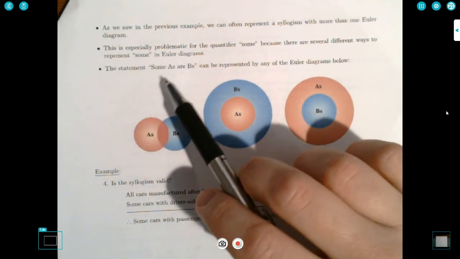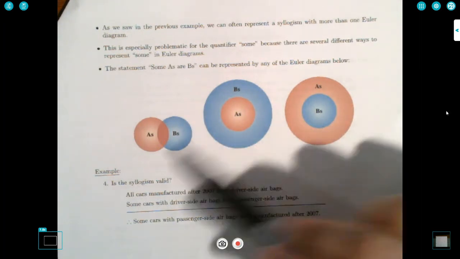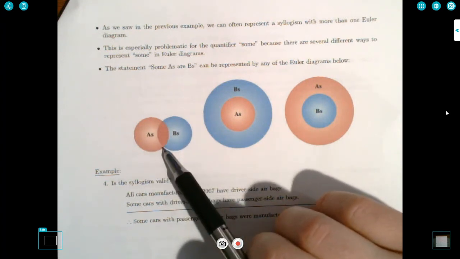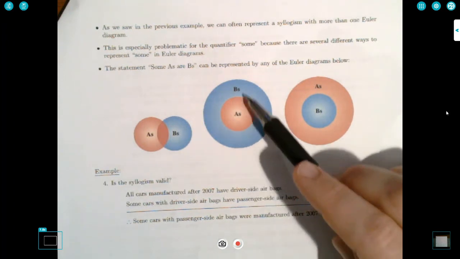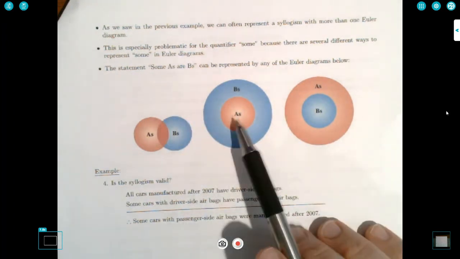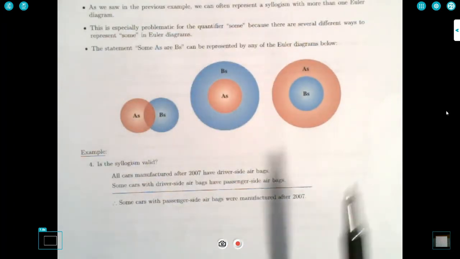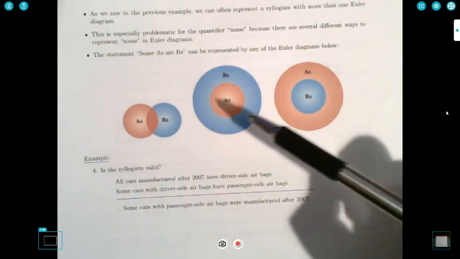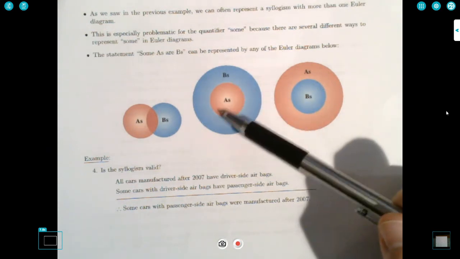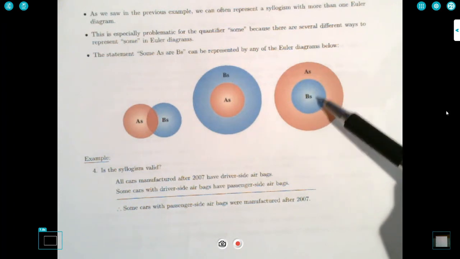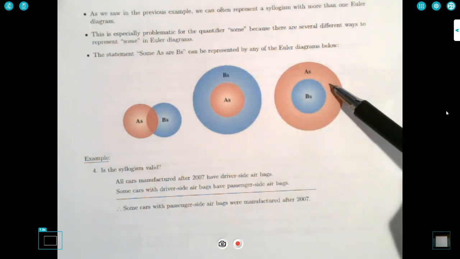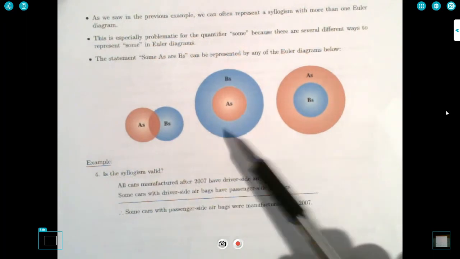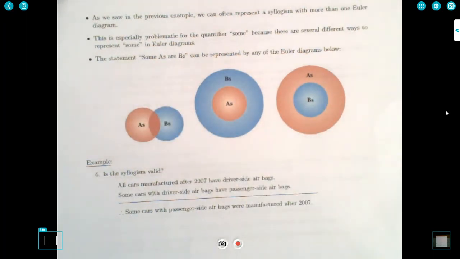So for example, the statement some A's are B's can be represented by any of these Euler diagrams, right? It could be that A's and B's just share a little bit of overlap, or it could be that A's are completely contained inside of B's. In other words, this says that all A's are B's. Well, if you say some A's are B's, that doesn't exclude the possibility that all A's are B's. So when you say some A's are B's, it could be that actually all A's are B's. That's a possibility. But another possibility is that all B's are A's. If some A's are B's, this is another possibility, right? Some of the A's inside of this bubble are also B's. So any of these three could be what we are describing when we say some A's are B's.